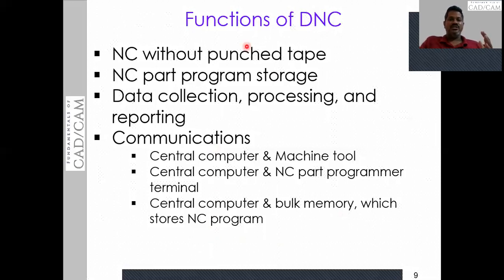So these are the main functions of DNC. One is that it must be able to operate without punch tape. The other is that it must have more storage to store more number of programs. It must be able to generate reports by collecting and processing the data. Then it must be able to communicate between the machine tool, the NC part programmer terminal, and the bulk memory where all the programs are stored. These are the main functions of DNC.